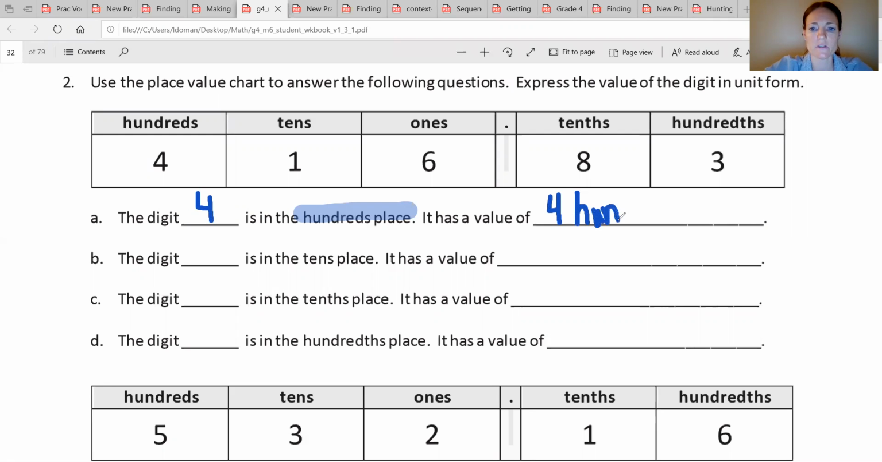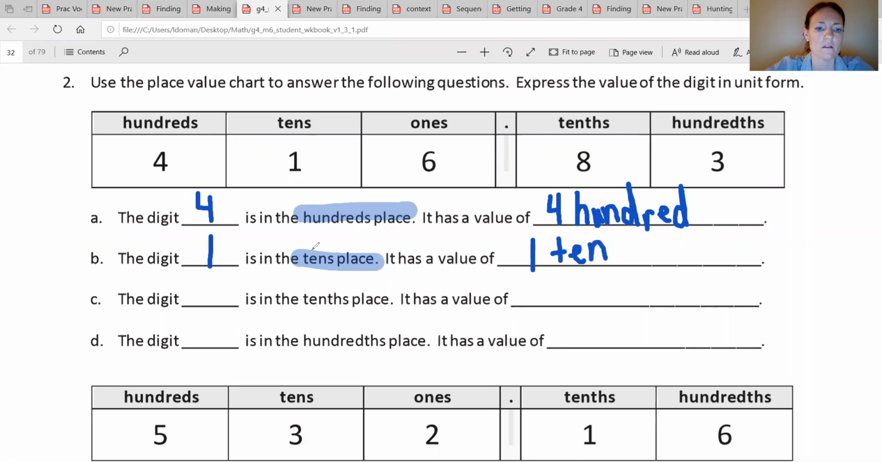And how I got that answer is I looked in the hundreds box, and be careful not to go in the hundredths box. I just went to the hundreds box. I saw that it had a 4 in it, and that represents 400. All right, let's look at B. The digit is in the tens place. Okay, so I'm going to look at the tens place, and I have a 1. So put a 1 there. And what is the value of 1 in the tens? Well, it's a 10. So I have 110.